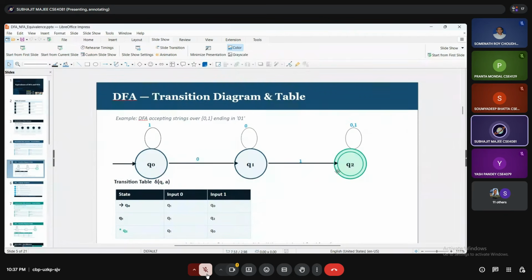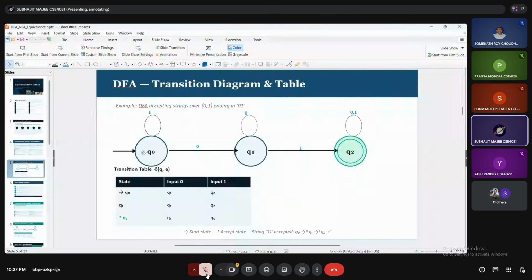In the DFA, transition diagram and table. In the example of DFA, when we are taking an input, the starting state is shown as the arrow pointing to Q naught. We can see there are two inputs, 1 and 0. Exactly one transition for each input. When we are taking 1, we return it to Q.